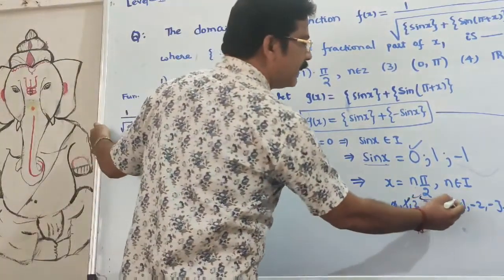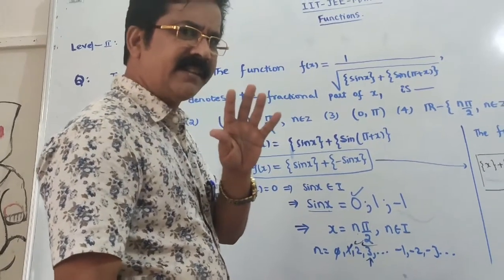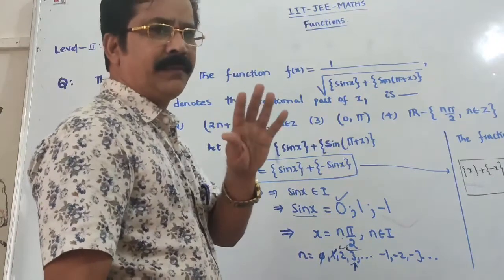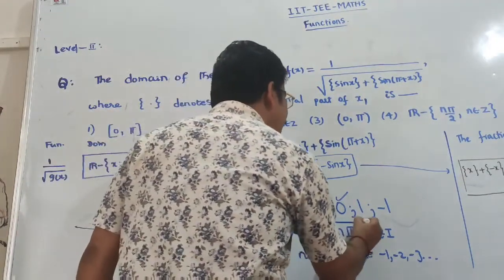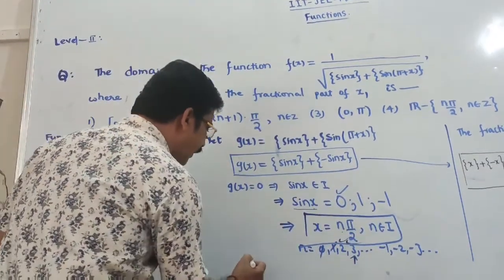So therefore the general solution for sin x belongs to I, or integer, is that x equals n pi by 2, for all n belongs to z. So this is called the general solution for the above equation, or g of x equal to 0.